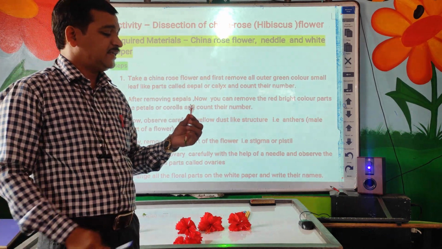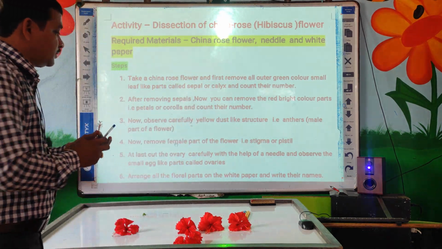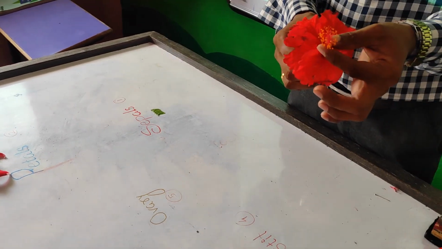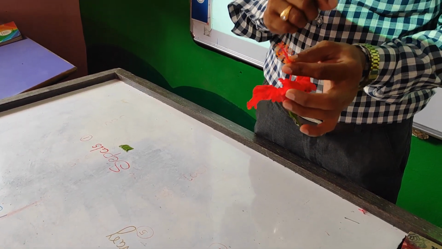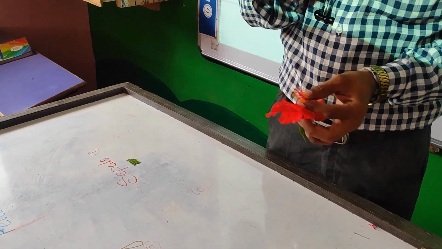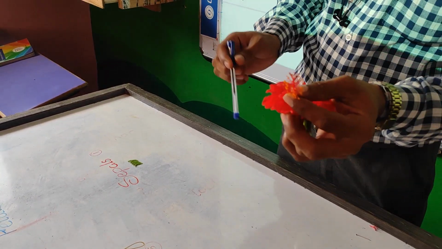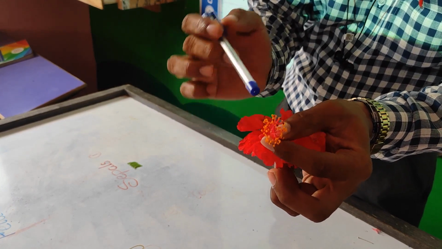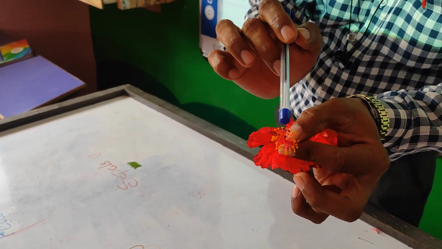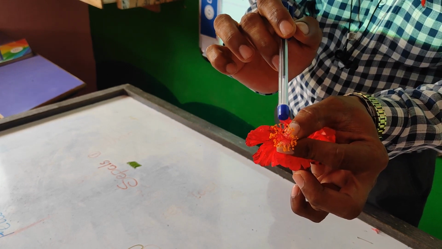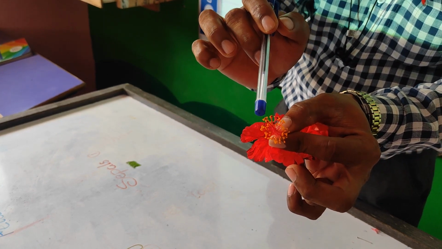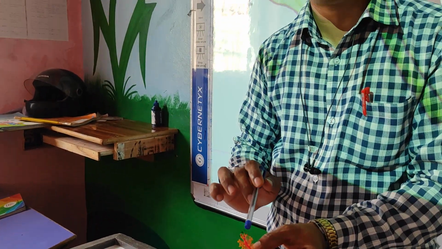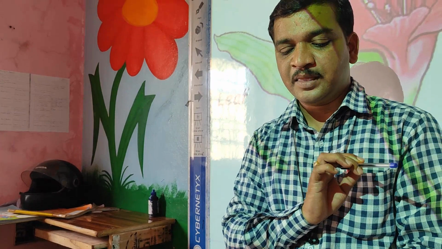Now you see, next part, I will show you one picture. The next part of the flower is the pistil. Pistil is the female reproductive part of a flower. So here you can see above, the yellow color structures are the anthers, and you can see the red, rounded red color parts. So these are the pistil, also called the female reproductive part of a flower.